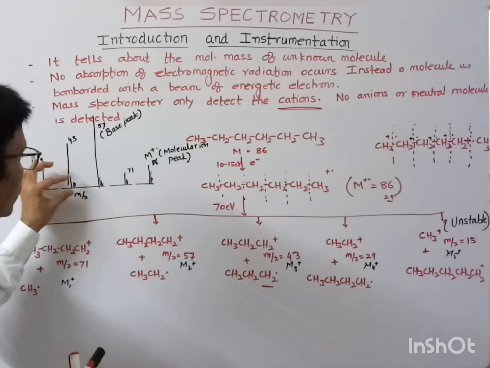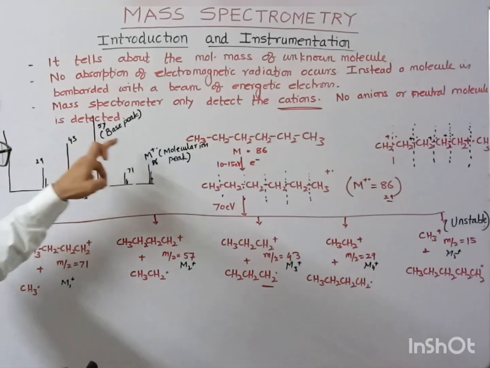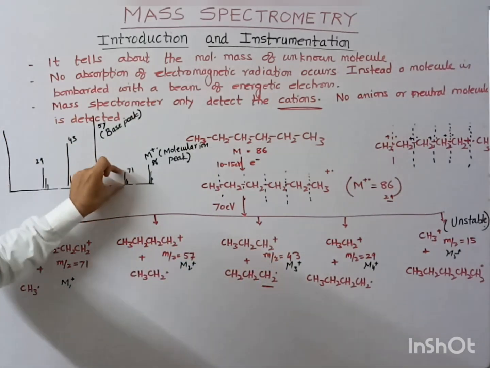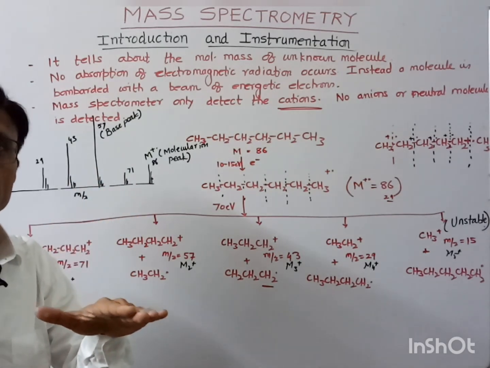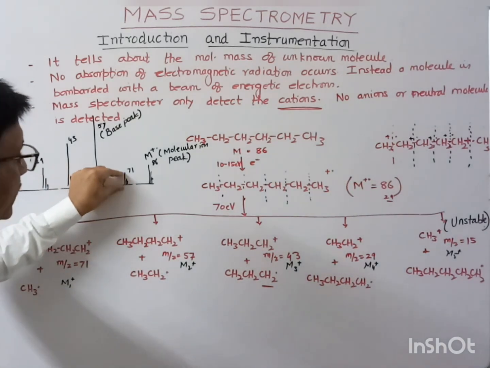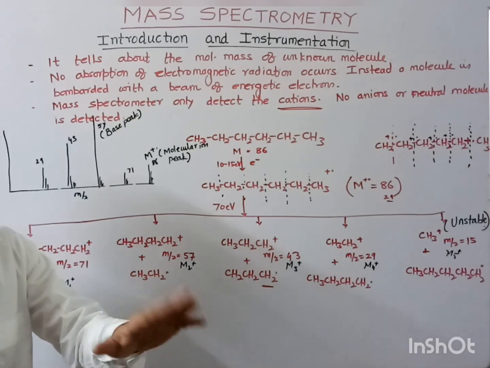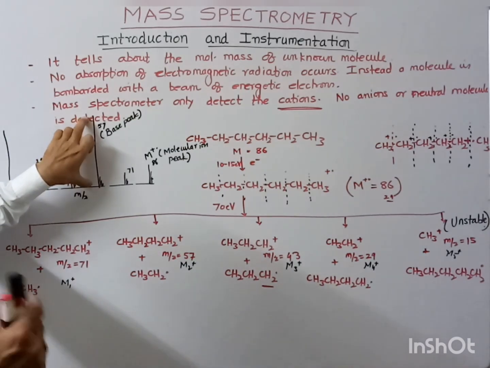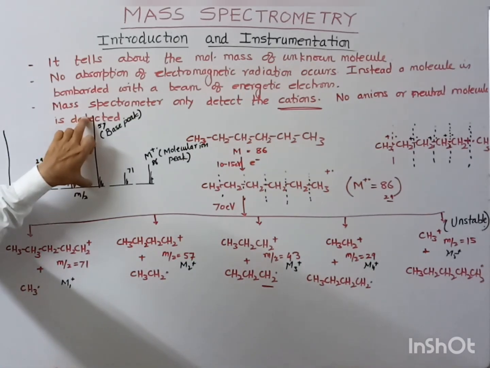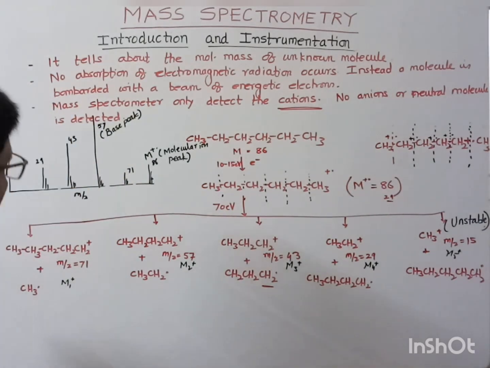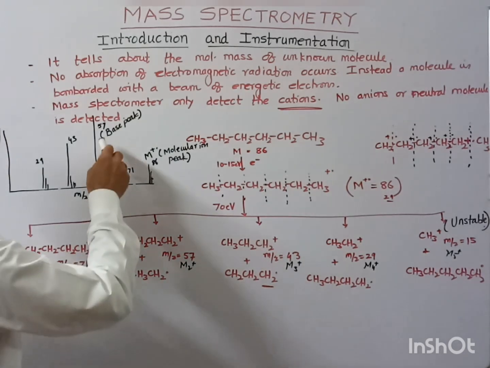These peaks are due to the various fragment ions. If the height is less, it means the stability of the fragment ion is less. That's why the mass analyzer is not able to detect so much. So if the height is less, it means its abundance is less and its stability is less. If the height is more, it means its stability is more. That's why the analyzer is detecting it very easily, giving the highest detection over here.